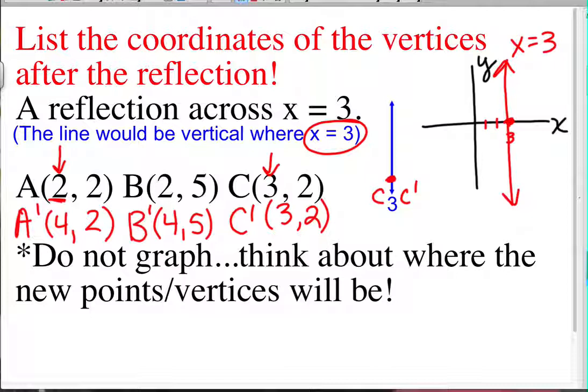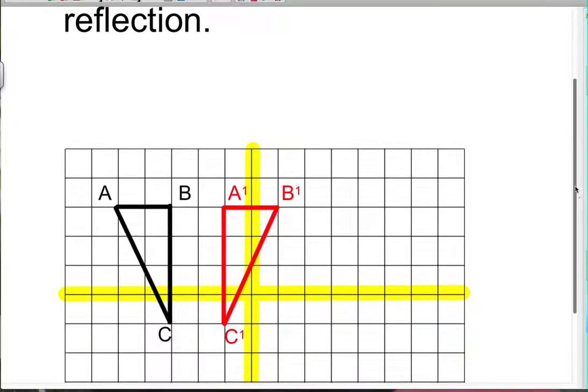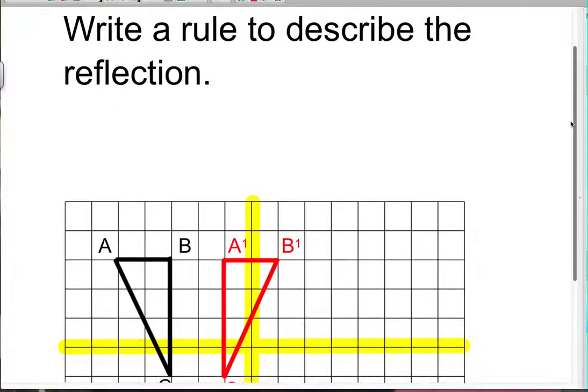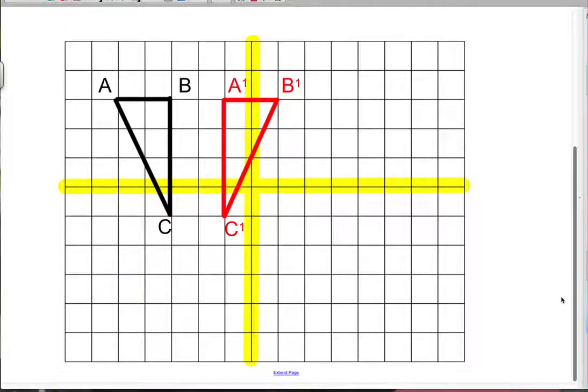Interesting, huh? Well, that'll be something that we probably have to spend more than one day thinking about during class time, okay? No worries. Last slide. Write a rule, it says, write a rule to describe what's happened here. Oh boy. Can you tell which one is our original figure? It's the black one, huh? A, B, C, that's your original figure. And the red one, A prime, B prime, C prime, that's your new image. Now obviously it has been reflected.